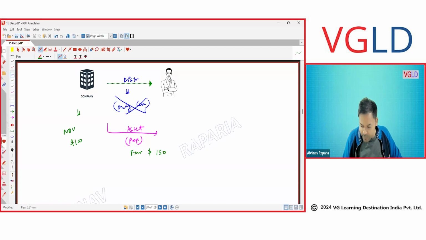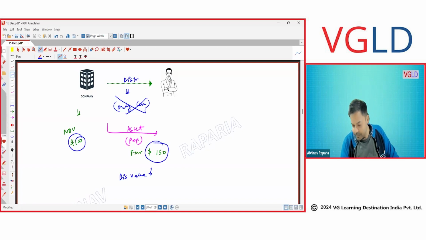For the purpose of my distribution value, guys, what should I take? 100 or 150? We should take the fair market value. The way we are doing it till now, I'll take 150 here, guys. Point clear or not? Which is fair market value. I hope it is okay.